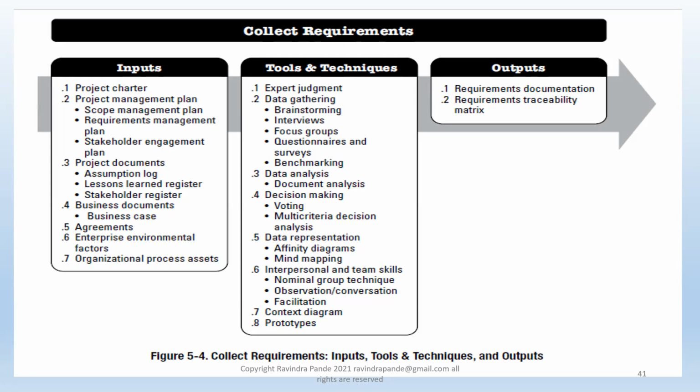The project documents we consider input to validate requirements are assumption log, lessons learned register, and a stakeholder register. Assumption log, specifically whatever you assume. I might assume the web page might have a green color. But there are so many shades in green color. Which green color has to be applied?